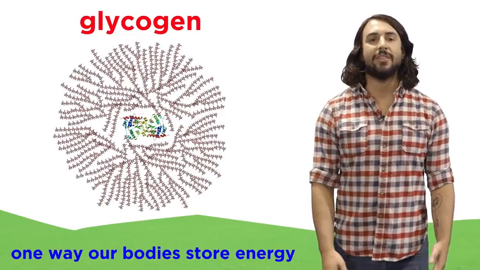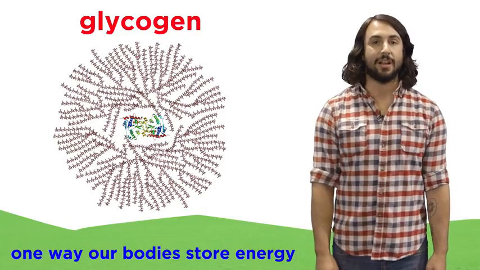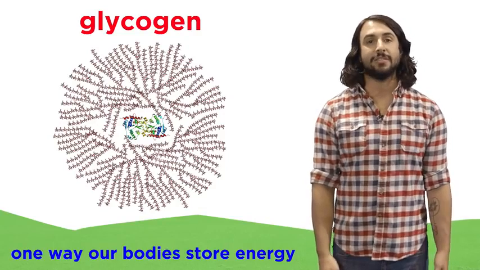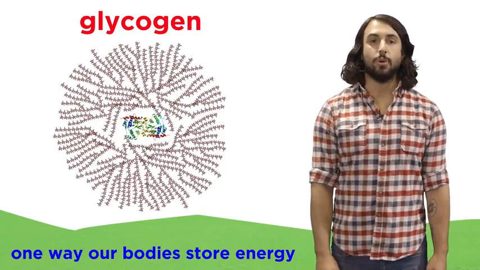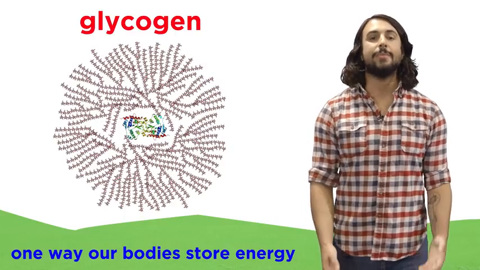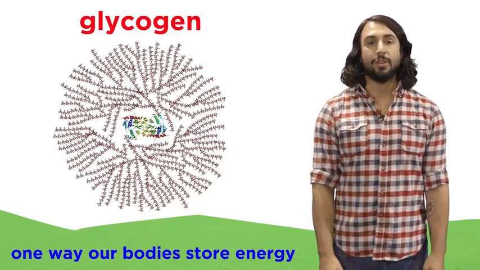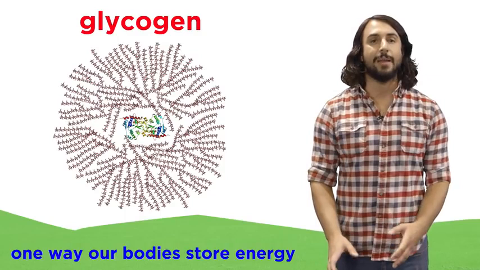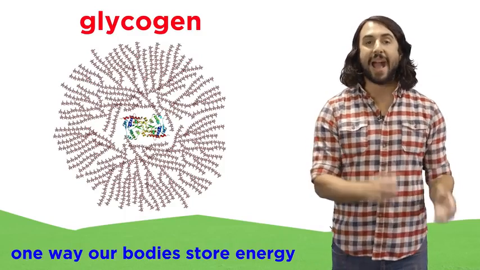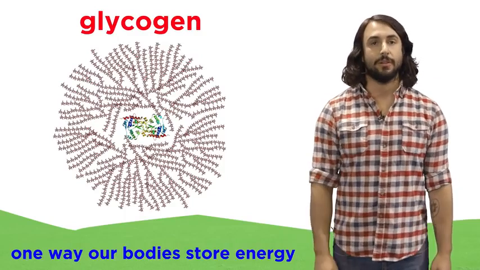Glycogen is an important way that we humans store energy inside our cells, and enzymes will break down some of this glycogen into individual glucose molecules in times of strenuous activity or in between meals, while other enzymes can add glucose units back to the chain to store them for later.